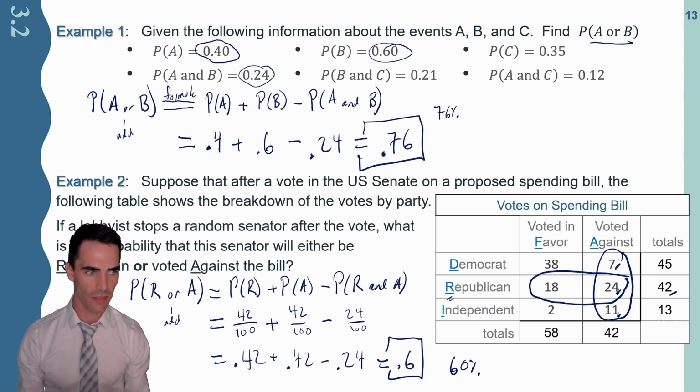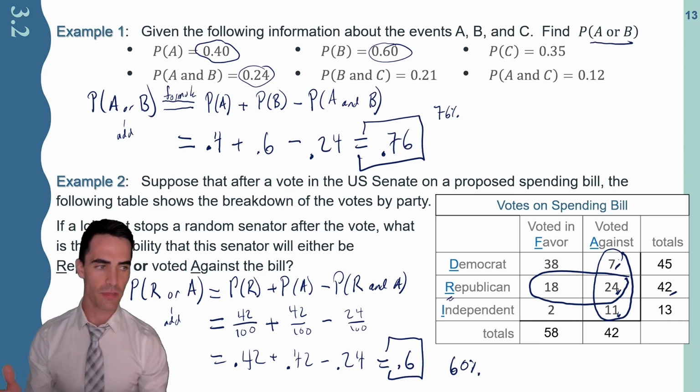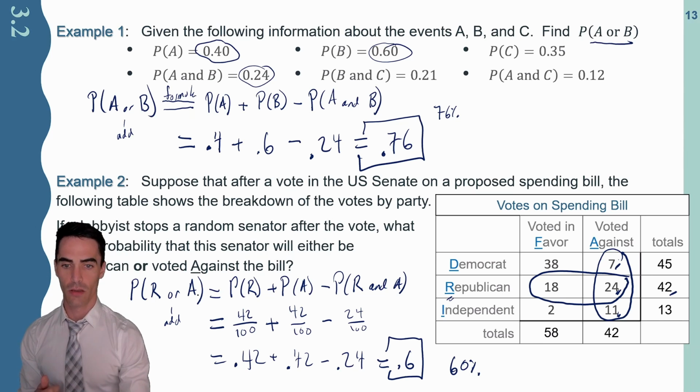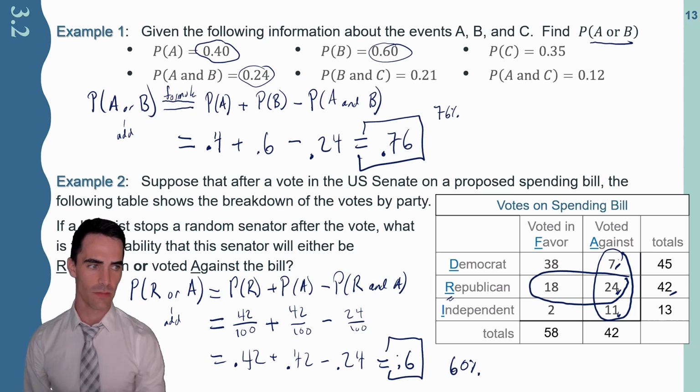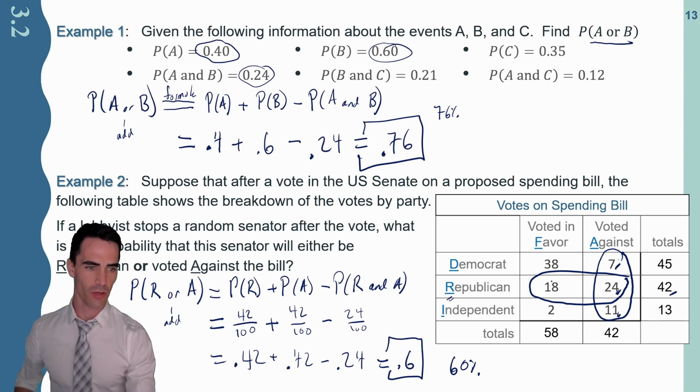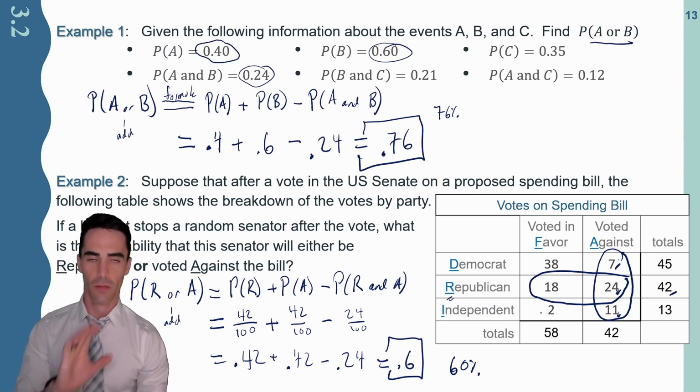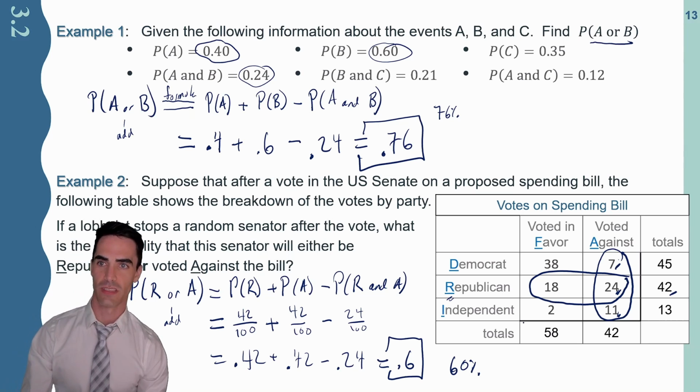And so what's the probability that a lobbyist stumbling through randomly bumps into a Republican or somebody who voted against? Well, it's greater than 50%, a 60% chance, or 0.6 as a decimal. Again, you can use the formula. You can also avoid using the formula as well, but I want to stress the formula for this example.